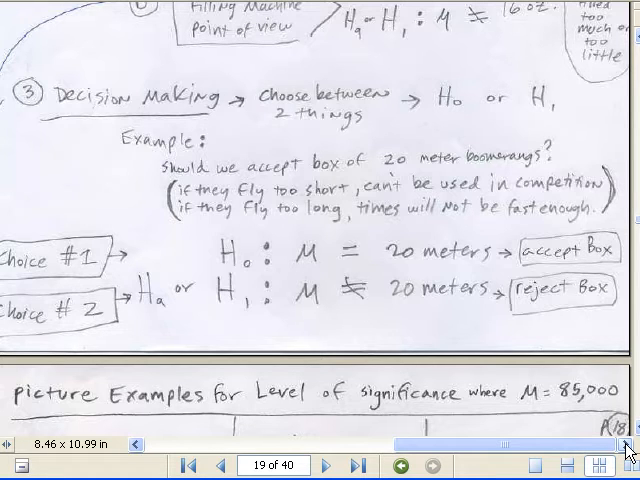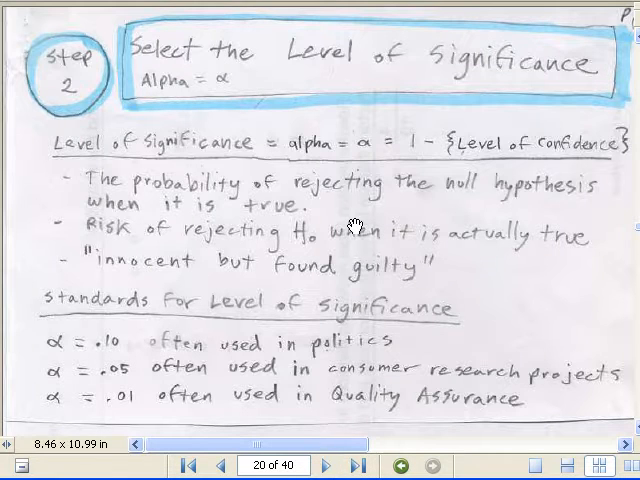That's just a little bit about setting up the null and alternative hypothesis. Let's go to step 2. Select a level of significance. Now, as we talked about in last chapter, we talked about level of confidence. 1 minus whatever the level of confidence or the confidence coefficient, that will give you our alpha. Alpha, or level of significance, is the probability of rejecting the null hypothesis when it is actually true.